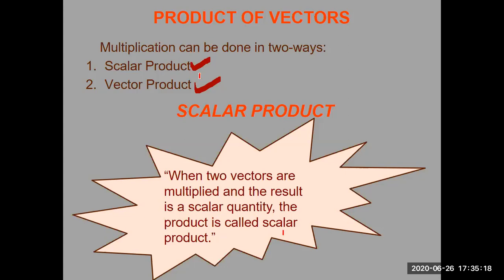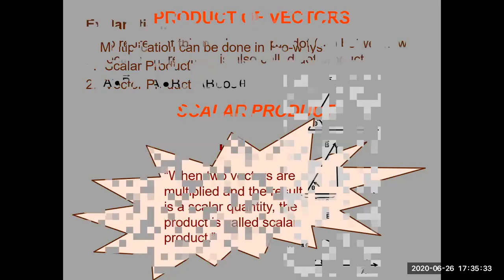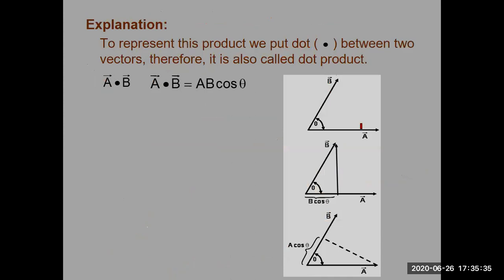Scalar product is also called dot product. When we take the product of two vectors and we get another quantity which is a scalar, this type of product is called scalar product. Here, if one is vector A and the other is vector B, we are taking the dot product of these two vectors. You write AB cos theta, where theta is the angle between the two.